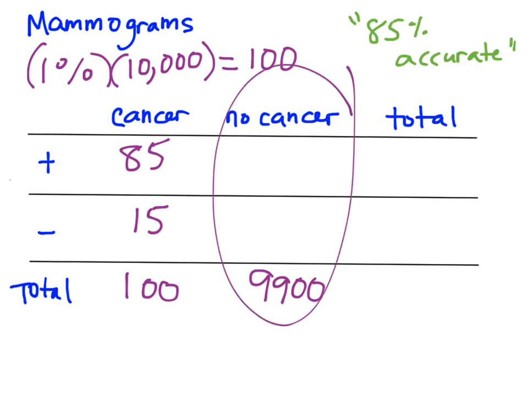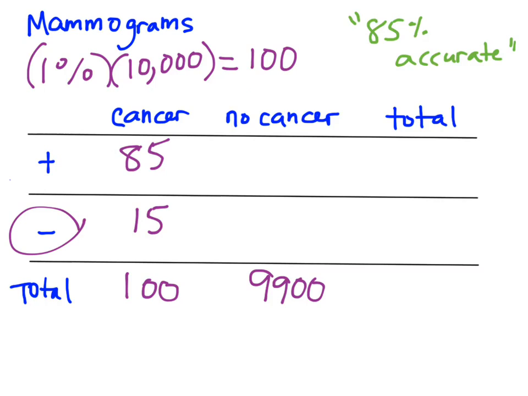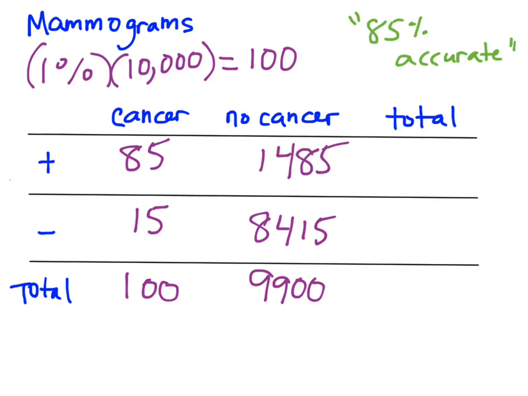Similarly, among women who do not have cancer, that's what this 85% is referring to, right? The mammogram will be accurate 85% of the time. Okay, so if it's 85% accurate, then that means that the women who do not have cancer would get a negative mammogram result. All right, so 85% of 9,900 is 8,415, and then the rest, 1,485, will receive an inaccurate result. They do not have cancer, but the test will show that they do.